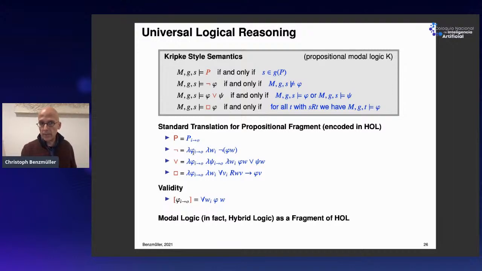Give me a formula phi of that predicate type and return the set of all worlds such that not phi holds in that world. That's the way you can read it, and analogously the others. And you can also introduce a notion of validity. A formula phi is valid, generally valid or globally valid, when for all worlds W it holds that phi is true in W.